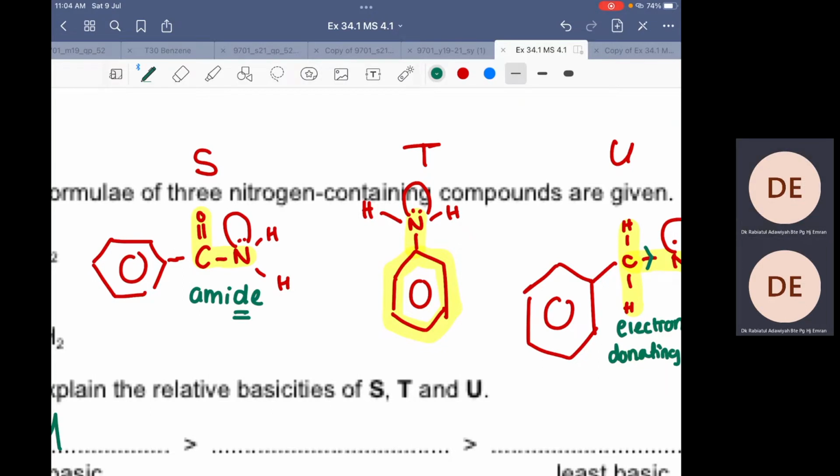Now, what do we know about C double bond O? Is it electron donating or electron withdrawing? It is electron withdrawing. The hint is that oxygen there. Oxygen is electronegative. It wants electrons. It wants to take away any electron density around it. So this lone pair of electrons on nitrogen will be withdrawn by the oxygen, making it less available. If it's less available, then it cannot attract or bond with H plus. So amide is actually the least basic here.